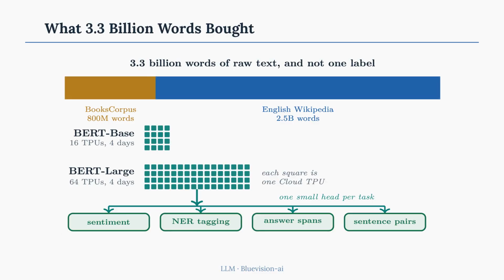Those weights come out of the bottom of the run, and every downstream task, sentiment, entity tagging, answer spans, sentence pair inference, takes the same weights and adds 1 small head, trained on a few thousand labeled examples. The expensive general learning is paid for once and then amortized across every task that will ever use it. That bet paid off so widely it became the default for the field. Every major model since, from Roberta to T5 to GPT-4, follows the same pre-train, then fine-tune template.